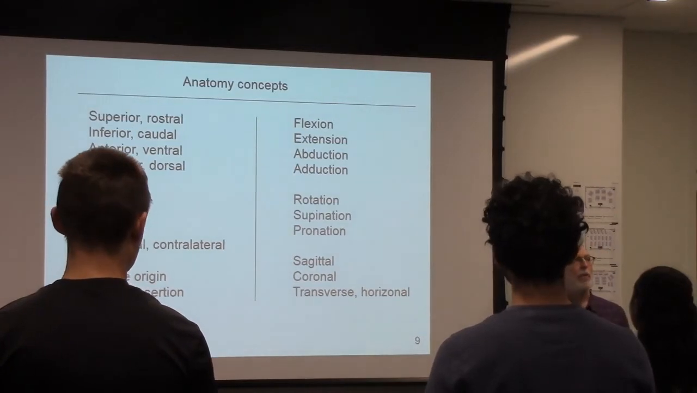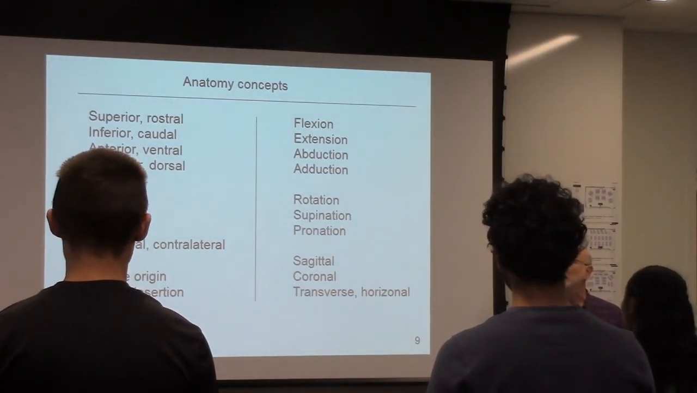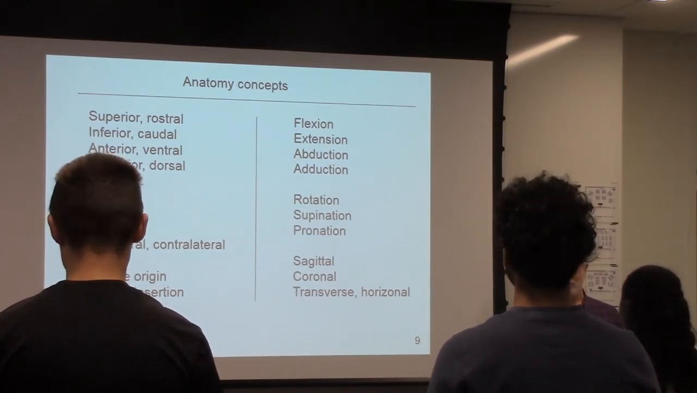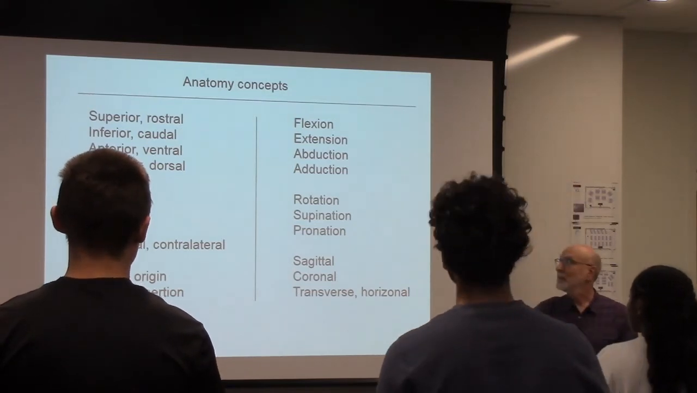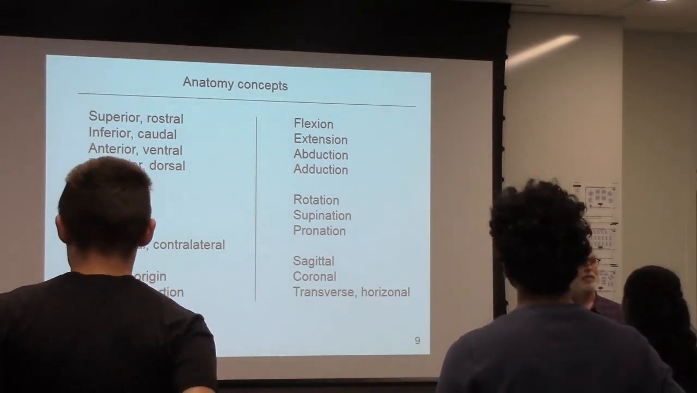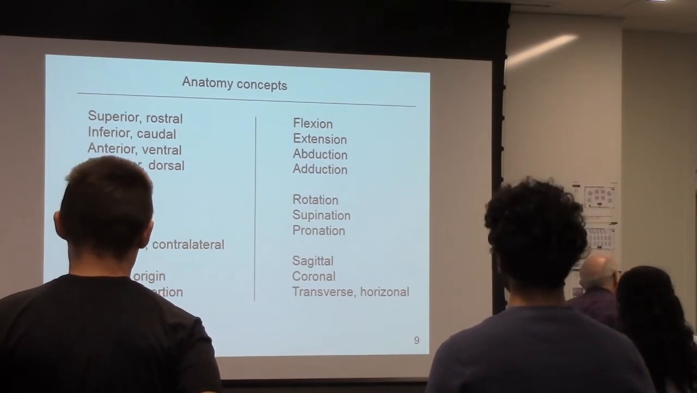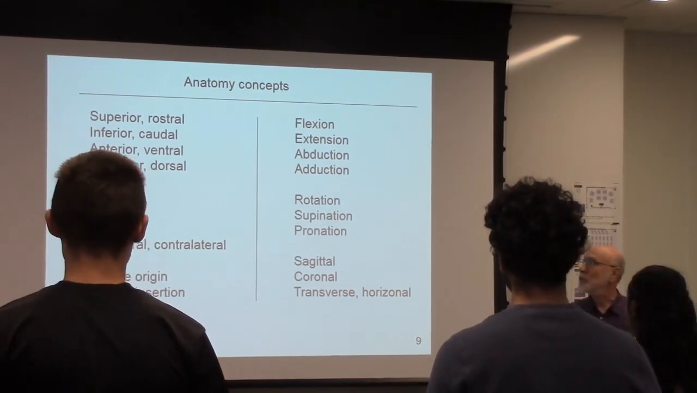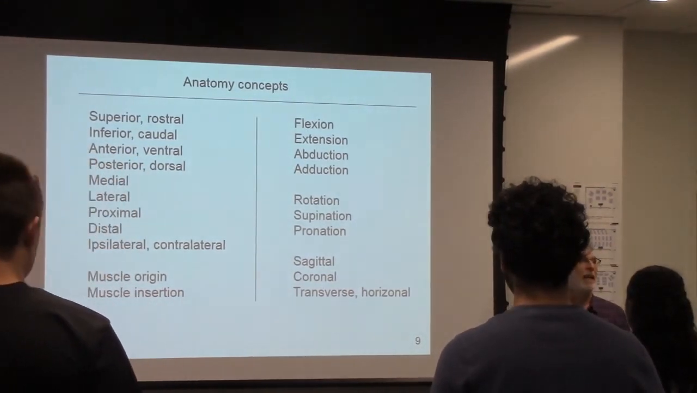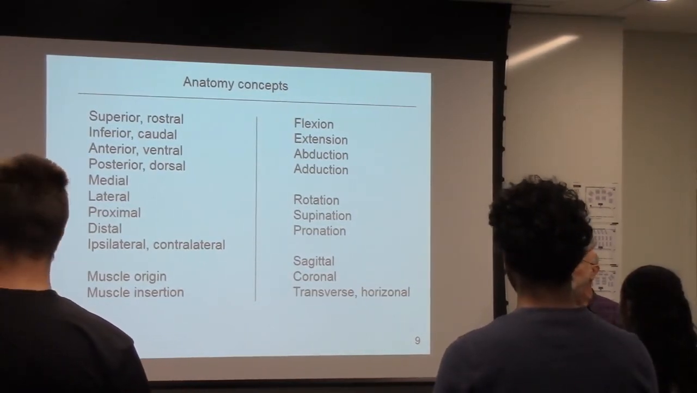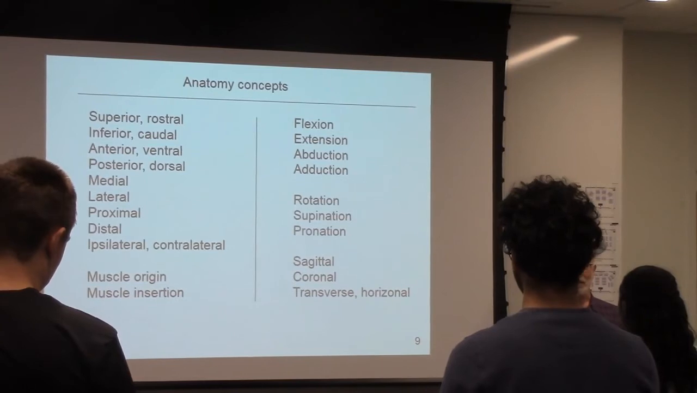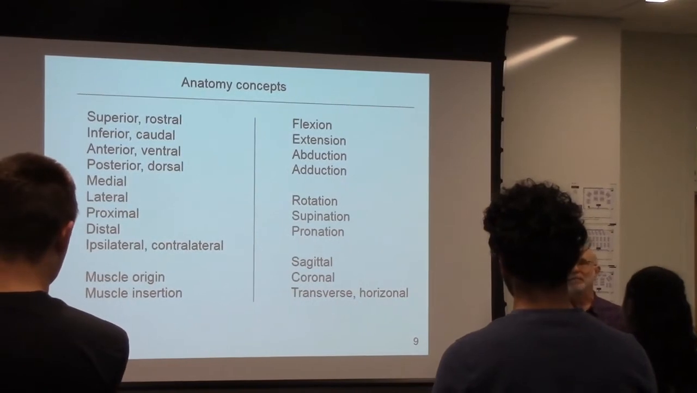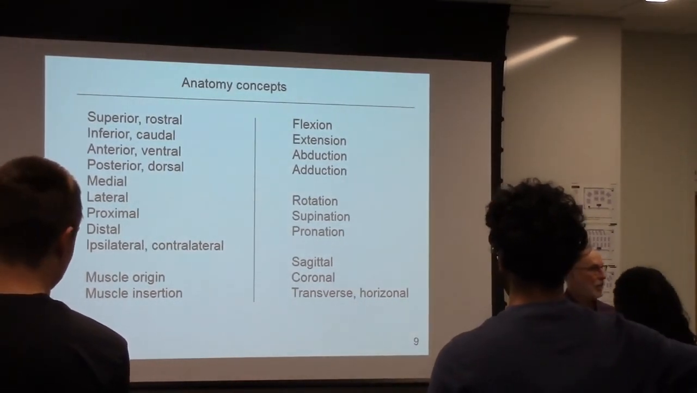Okay, take your pointer and point to your ventral surface. This is your ventral surface. Try to point to your posterior or dorsal surface. Dorsal, posterior. Okay, take your pointer and point to the midline, your most medial part of your body. Medial. Okay? Take your pointer and point to a lateral part of your thorax. Lateral. So medial, lateral.